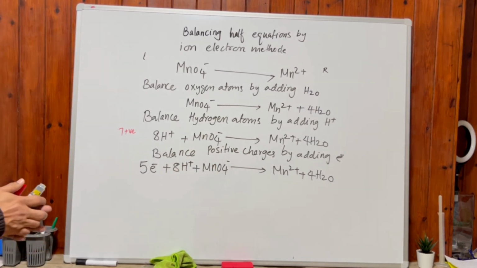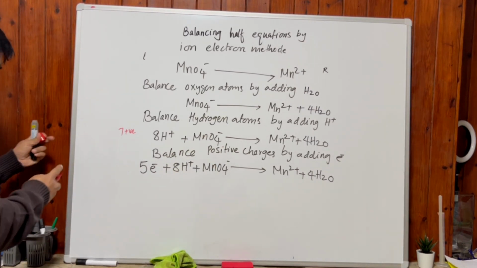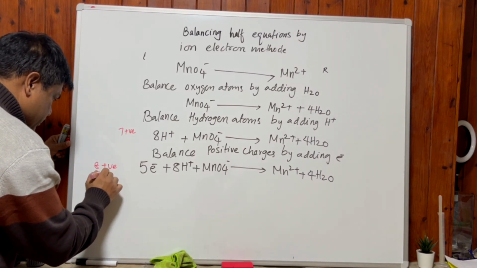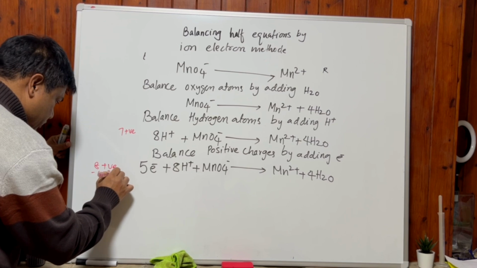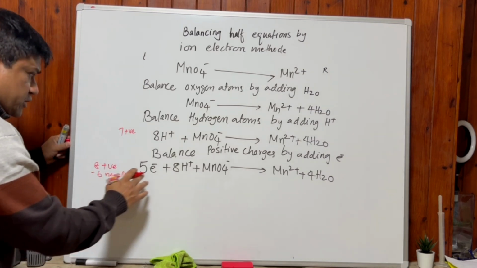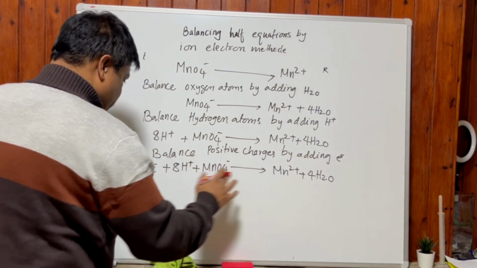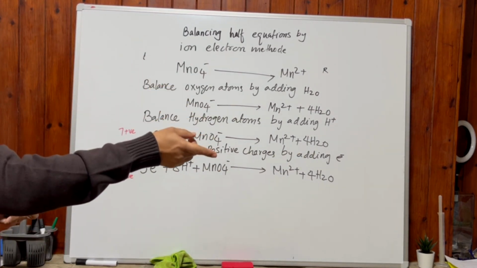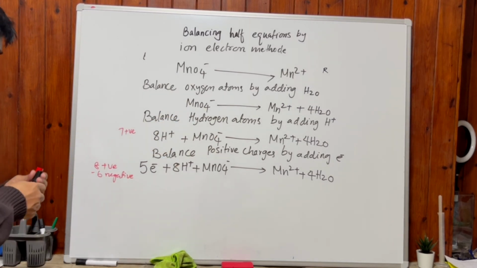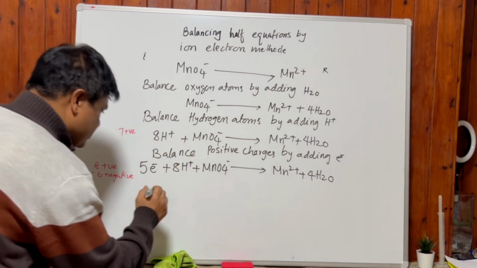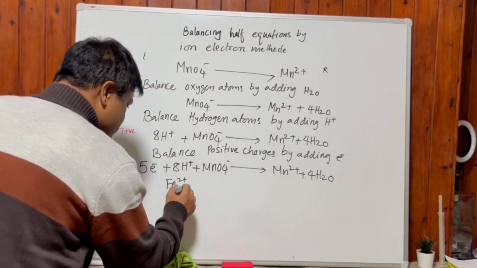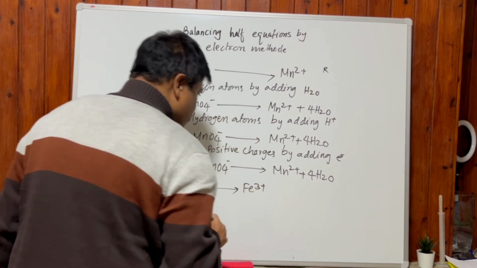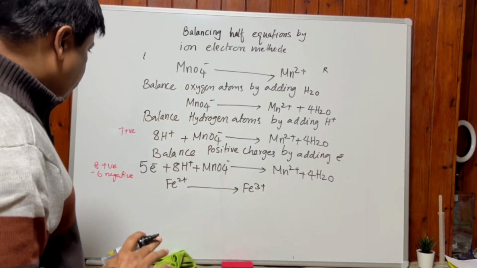8 positive, look at the 8 positive charge on this side. 8 positive charge minus 6 negative charge. How many left? 2 positive. So 2 positive left on the product side. So everything is balanced here. Now, what's the other half equation? Fe2 plus becomes Fe3 plus. Now Fe2 plus becomes Fe3 plus. These two are one equation.